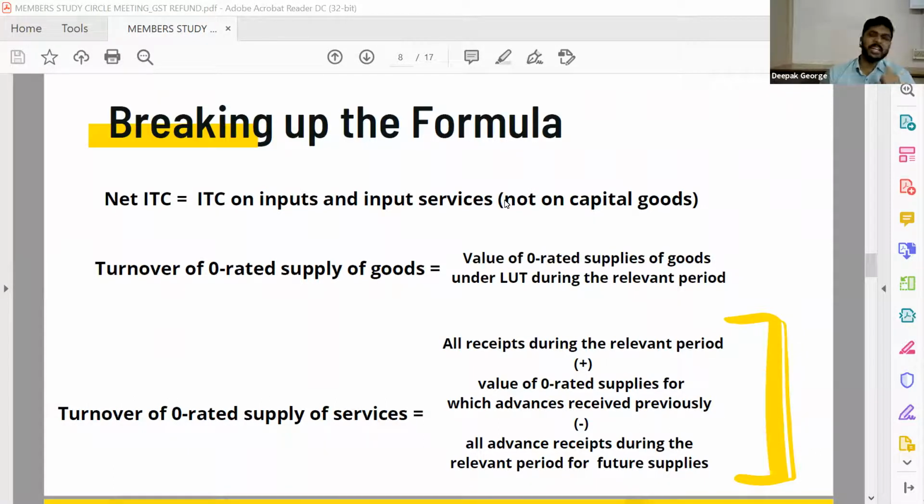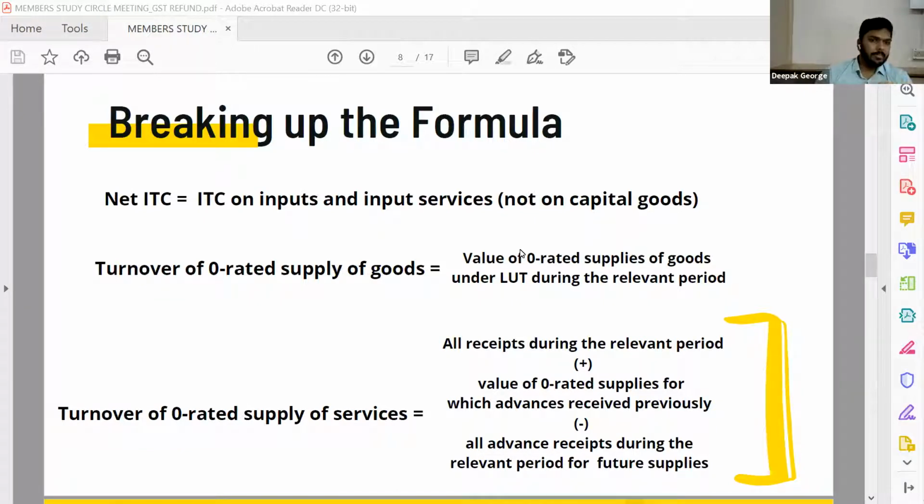So if anyone is making an application wherein you are adding ITC on capital goods and then calculate net ITC, it is wrong. This is the third point of rejection, where the officer can tell you that you can only avail ITC on inputs and input services. In fact, when I come to the show cause notice of that particular person, I will tell you that that person has in fact added the ITC on capital goods. And that was one of the reasons for the rejection of refund application.